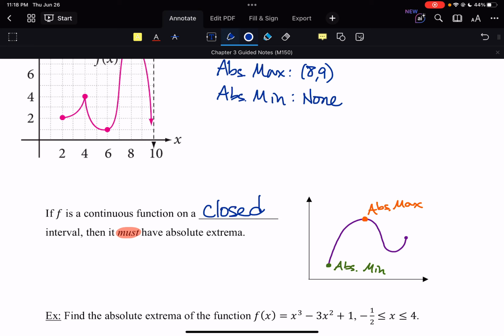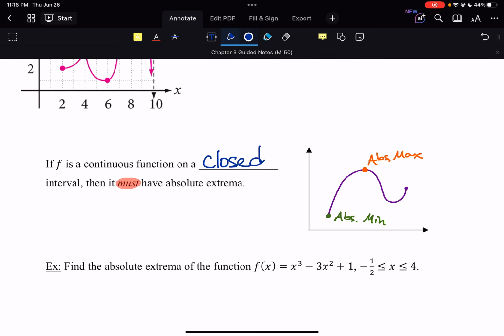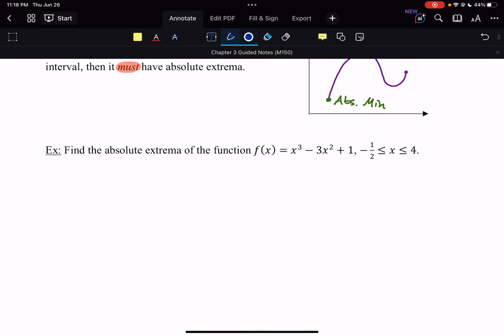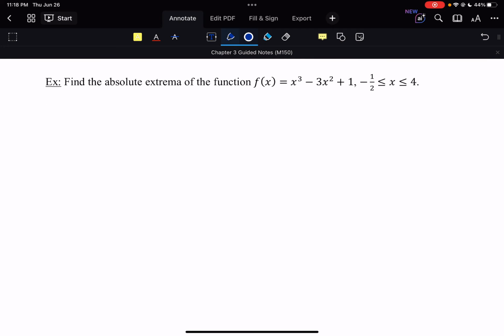Now, how do we find the absolute max or min? If we're given a function, like a formula, we need to find any critical values, find any endpoints, okay, where the function is cut off, and we're going to check the outputs for all of those. And we're going to see what's the biggest and see what's the smallest. So let's take a look at an example of this. Find the absolute extrema for this function on the interval from -1/2 to 4.